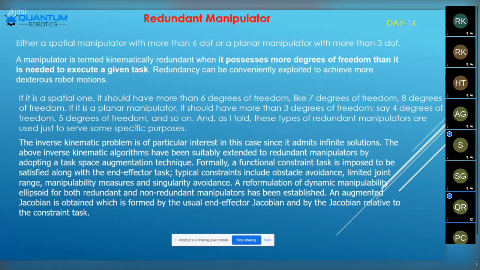These say that redundant manipulators are used to serve some specific purposes. As I already said, the redundant manipulator and the sequential manipulator are used for particular high-end processing in a job condition.